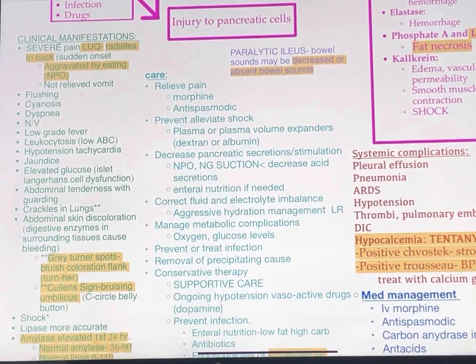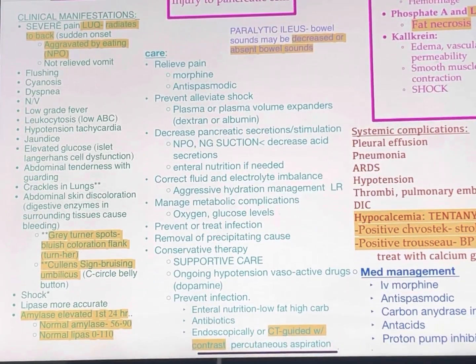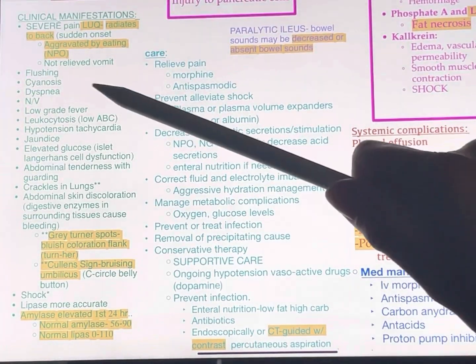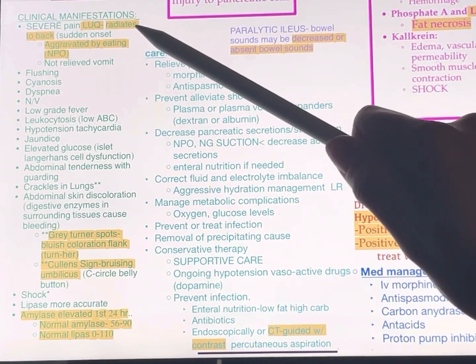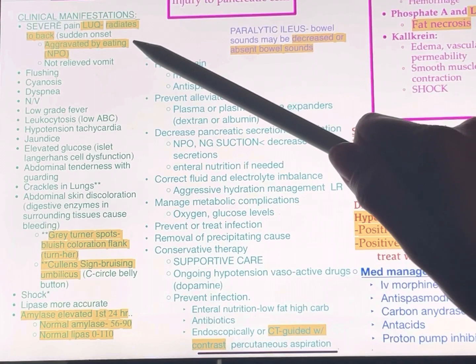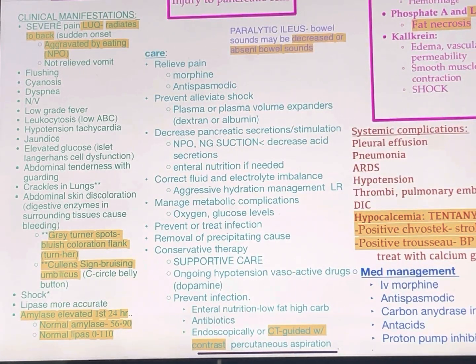Now that we have a better idea of exactly what is going on when we talk about pancreatitis, we can discuss some of the clinical manifestations. Since the pancreas is located in the left upper quadrant, the patient will feel severe pain in the left upper quadrant. It sometimes will radiate to the back. This pain is always aggravated by eating as well as lying down.